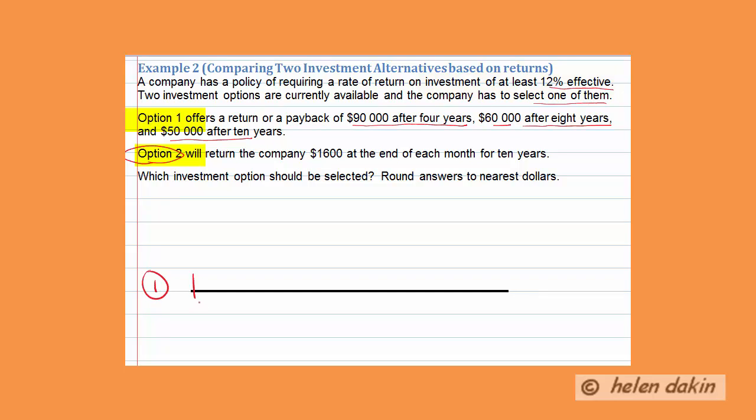So option number 1, we will receive payments of $90,000 after 4 years. And in addition to that, our payback is also going to be $60,000 again after 8 years. So on my timeline, I will show an 8-year time span with a $60,000 payment. And the last payment will be $50,000 after 10 years. So the total that's paid out is going to be 90 plus 60, which is 150 plus another 50. That's $200,000 over time. It will not have a value of $200,000 today.